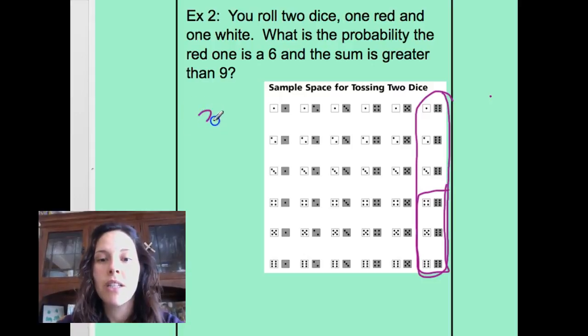That gives us a probability of 3 out of 36 total options. That's 6 by 6. Simplifying, we get a 1/12 probability.